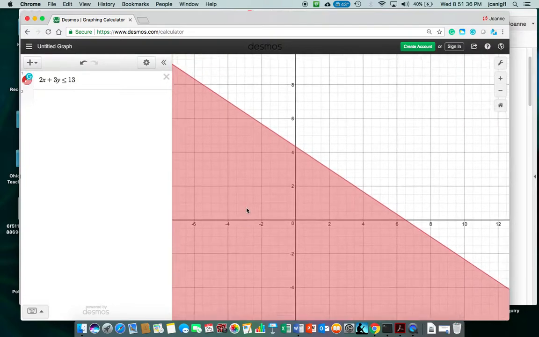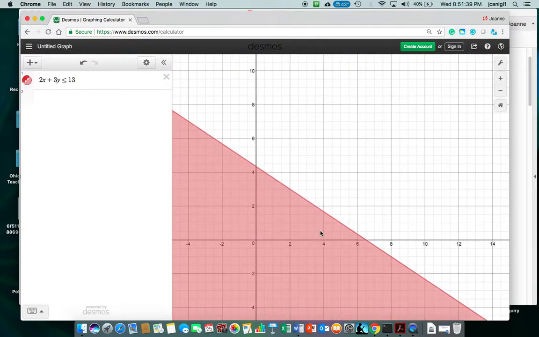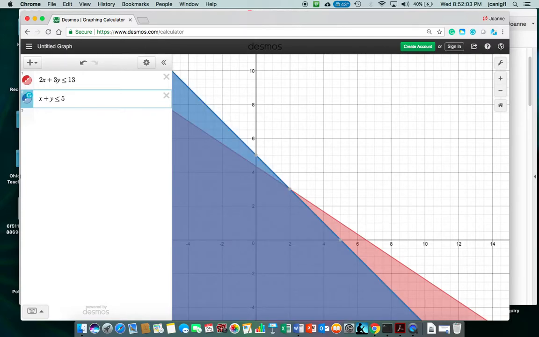I'm going to move this down a little bit by just dragging it, just so that you can see. All of this is going to be happening in the first quadrant, because x is greater than or equal to 0 and y is greater than or equal to 0. The next inequality is x plus y less than or equal to 5. The last one is 3x plus 2y less than or equal to 12.